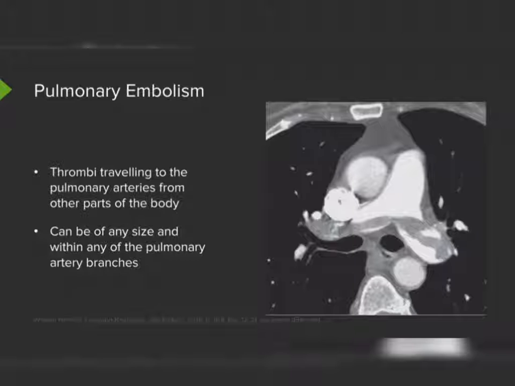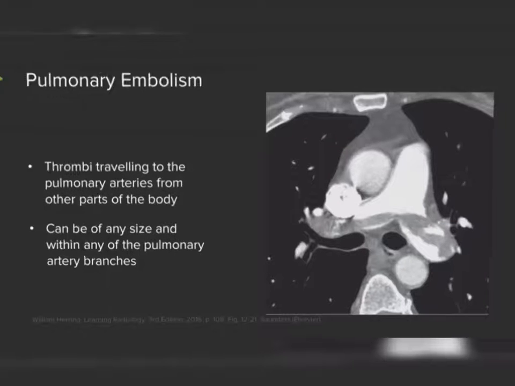A common location for them to travel from is the deep venous system of the lower legs. So if a patient has what's called a DVT or a deep venous thrombosis in the lower legs, they should be scanned for a pulmonary embolism because it's very common for these DVTs to travel up to the lungs.